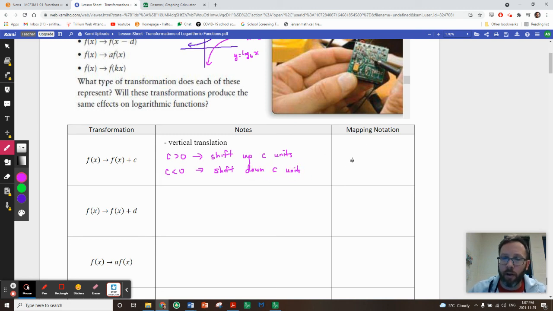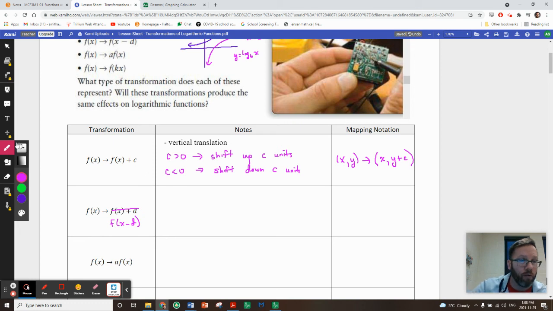What this does in mapping notation is it takes an original point on the function, x, y, and it maps it to a new point. And if we're vertically translating something, if we're shifting it vertically, the x value is unchanged. It's the y value that changes, and we add c to it or subtract c from it. This should read f of x minus d. So I'll fix that up for your lesson sheet when I post this.